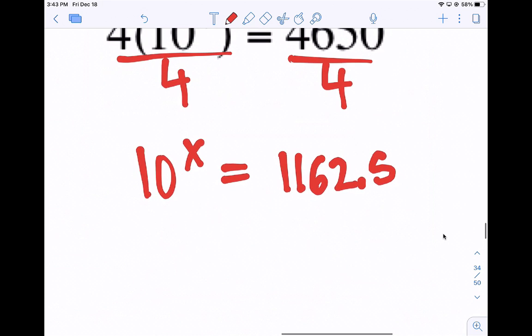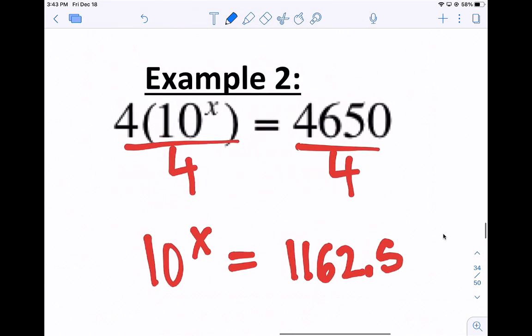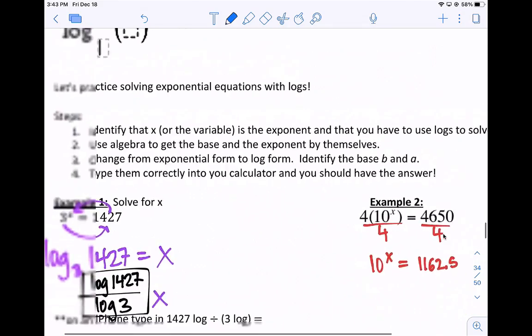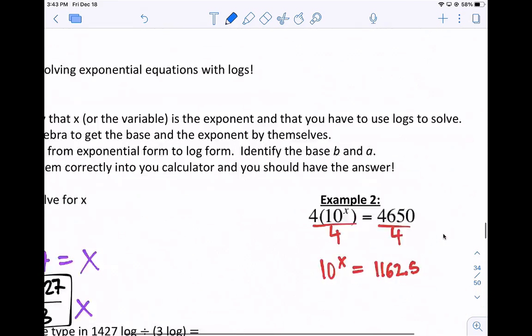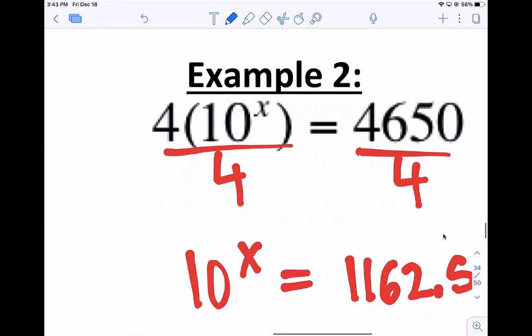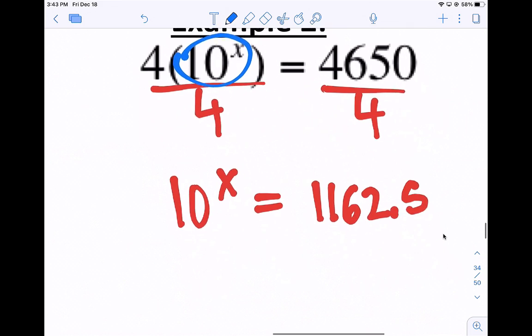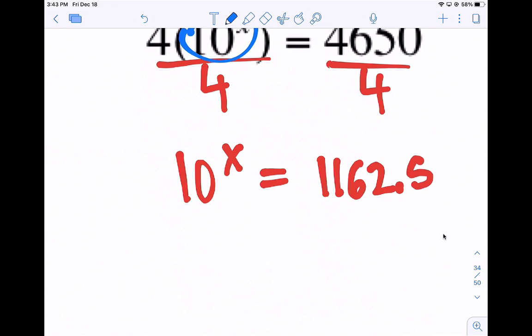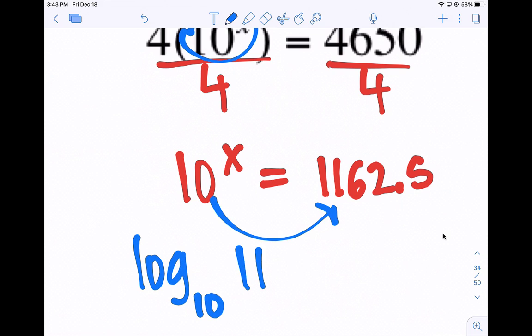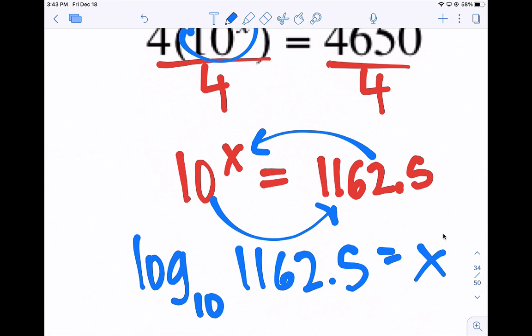Okay, now, all right, so again, I didn't clarify, I'm sorry. So in order to use a log, you do have to get the base and the exponent by itself first, and that is why we divide it by 4. So if you have that number on the outside, divide to get rid of it. Now we have this. When you have the base and the exponent by itself, now we can put it into log form. So we're going to say log base 10 of 1162.5 equals x. And now we can type that in.